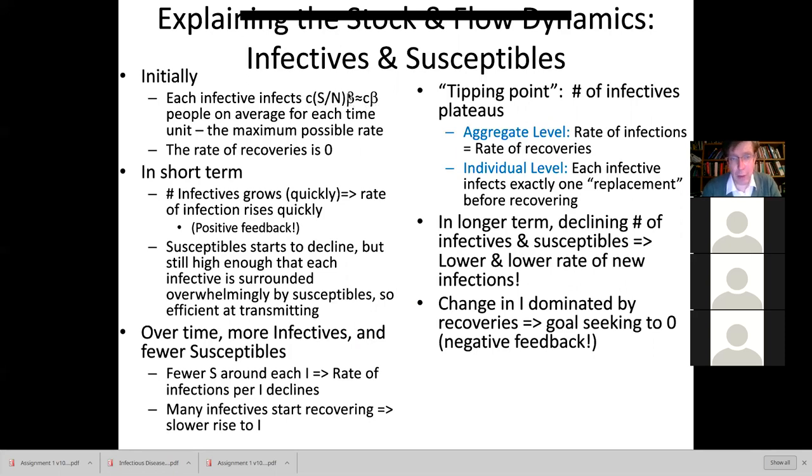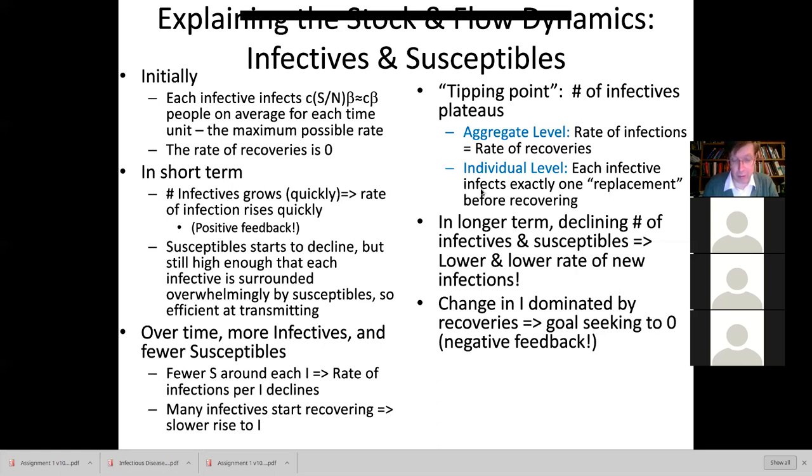In general, C times S over N times beta tells us, for a given infective at the current time, given that there's S people around who are still susceptible, how many people they infect per unit time, per say day, before they recover. And C times S over N times beta times mu, the length of time they're infected, gives the effective reproductive number, not the basic. The basic is if they're surrounded by all susceptibles. The effective reproductive number gives, at the current time, how many people a given infective is going to infect before they recover. And that's C times S over N times beta times mu, because mu is the number of days they remain infected.